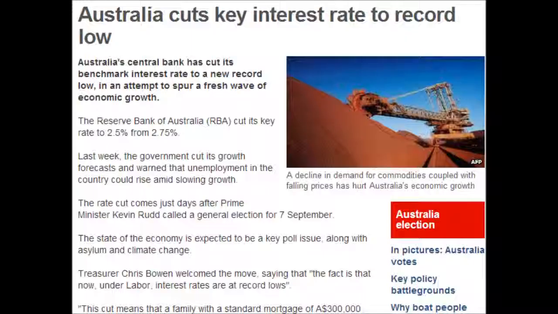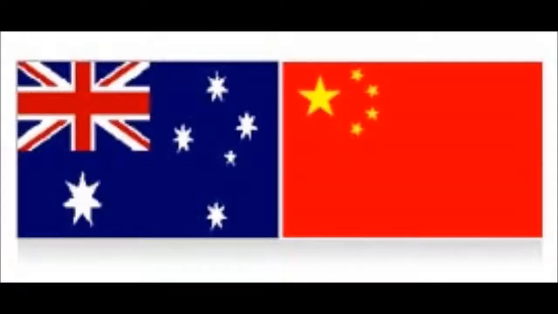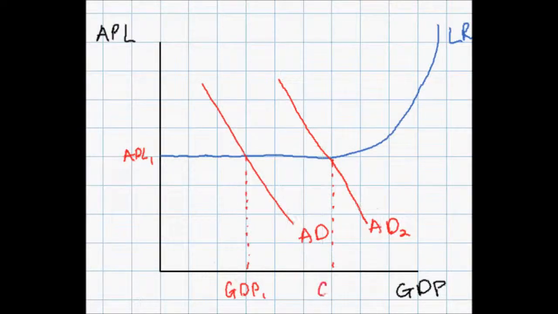An example of this is shown in the following article. It states, the Reserve Bank of Australia, the RBA, cuts its key rate to 2.5 from 2.75%. The Reserve Bank of Australia has decided to do this because the demand for Australian goods from China has slowed over the years. In order to replace the lost demand, the Reserve Bank is aiming to increase consumption from within the country. As we know, after expansionary comes contractionary.